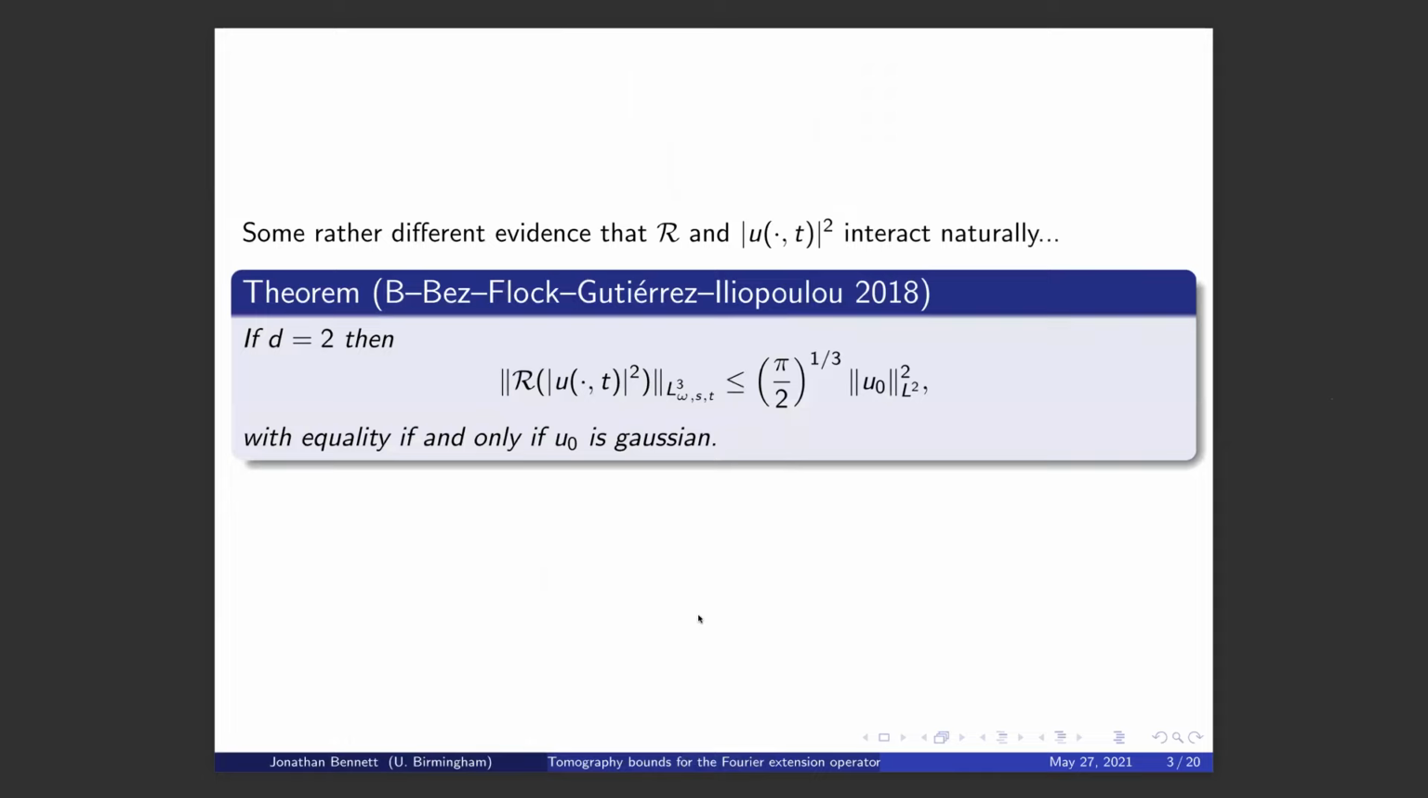And before I come on to what I really want to talk about, let me just give a little bit of further evidence that the Radon transform and the modulus squared of the solution interact quite naturally. So here's a theorem that we proved a little while ago with Neil Bez, Taryn Flock, Susana Gutiérrez, and Marina Iliopoulou. This was for two spatial dimensions. It turns out that this combination of the Radon transform and the modulus squared of the solution in the spatial variable is natural in the sense that there is a sharp L2 to L3 bound for this composition. And it's sharp in the sense that this is the sharp constant and there's equality if and only if the initial data, u0, is a Gaussian function. And so this speaks again to some sort of natural interaction between the slicing operation, which is the Radon transform, and the modulus squared of the solution to the Schrödinger equation, this oscillatory integral here.